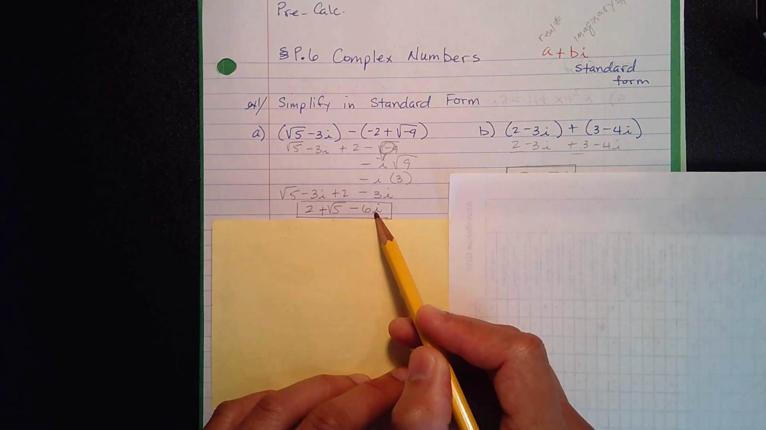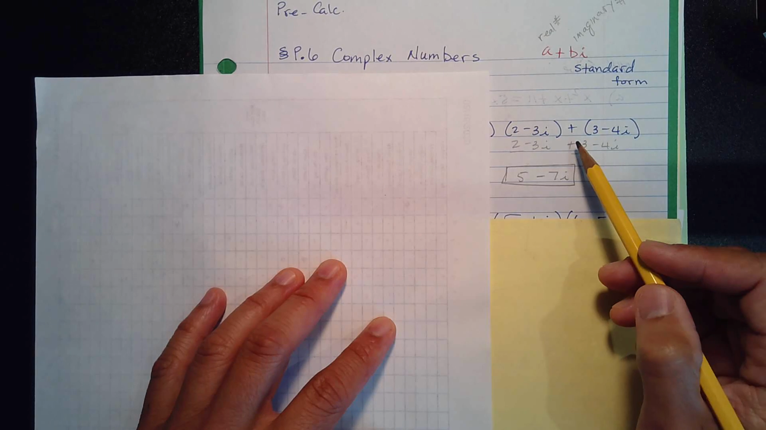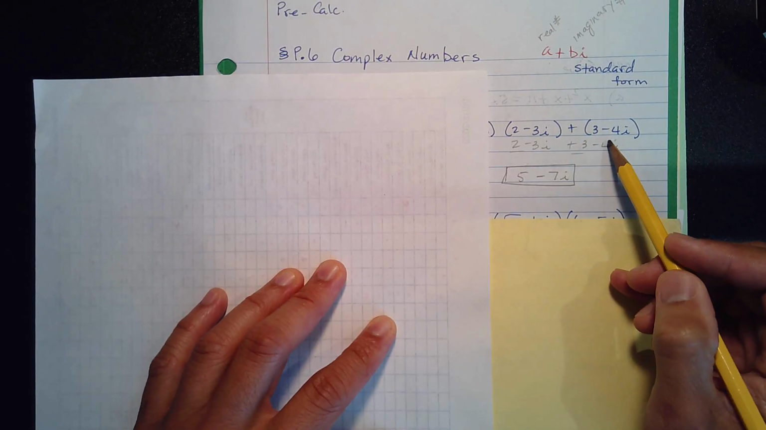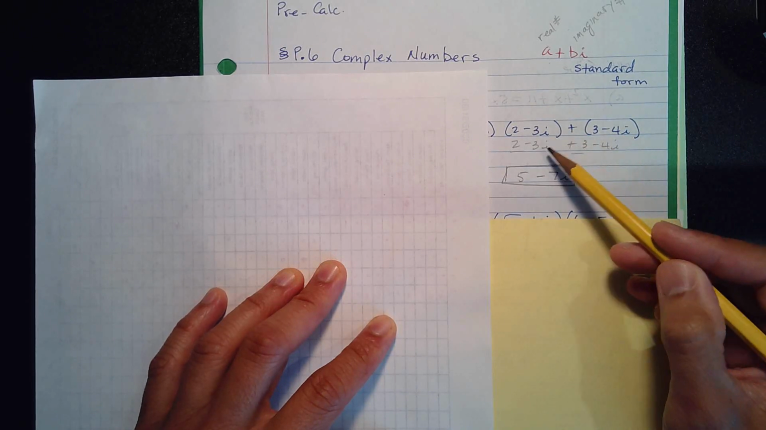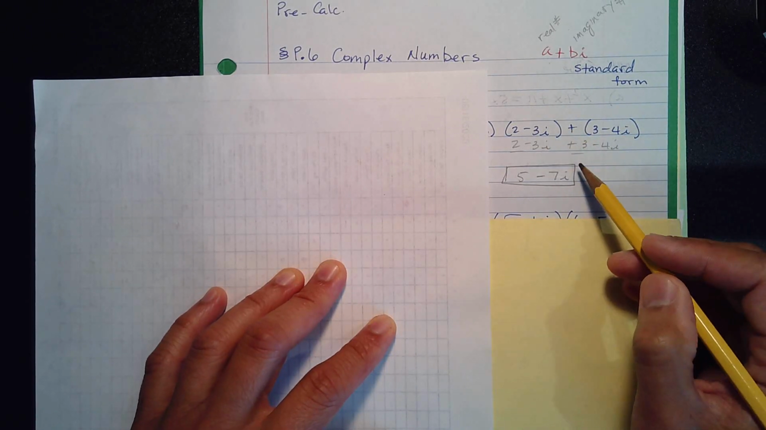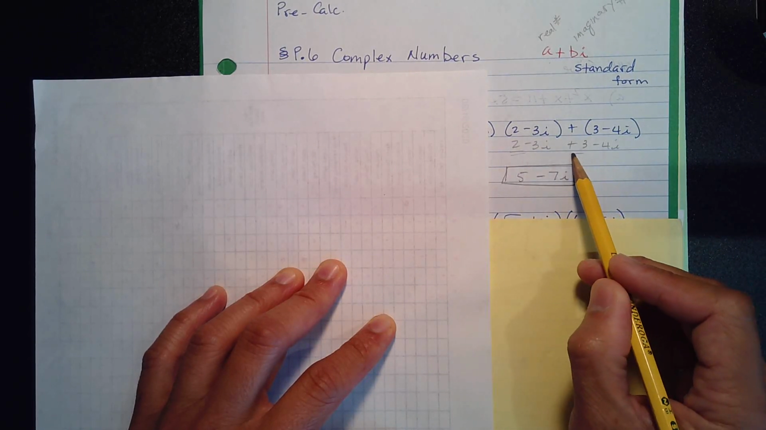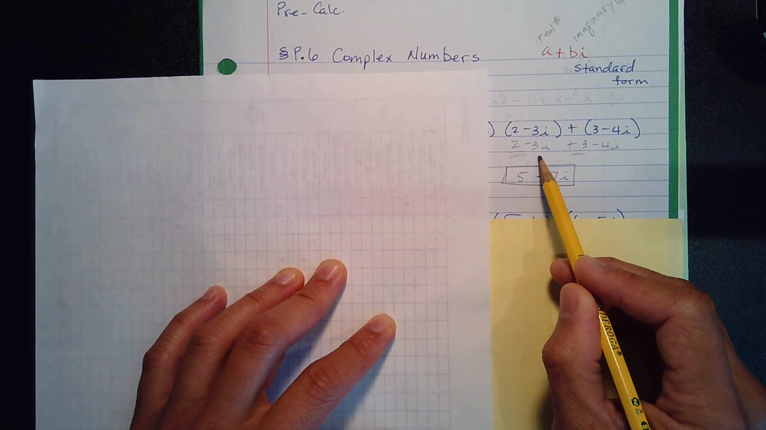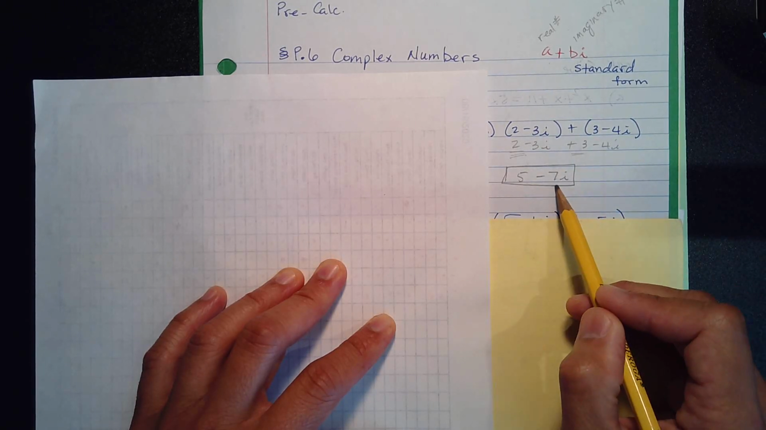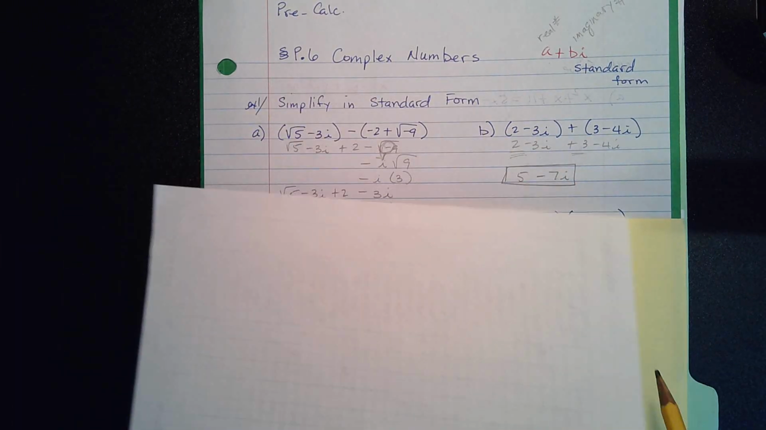Alright. Part B. Whenever you have a plus sign in front of the parentheses, everything stays the same. Nothing changes. So we bring everything out of the parentheses, combine like terms. Real numbers first, 2 and 3 is 5. Negative 3i, negative 4i is negative 7i. So we simplified and put it in standard form.